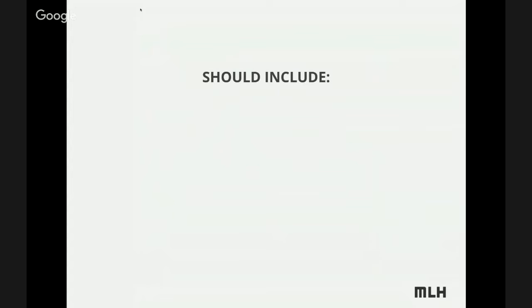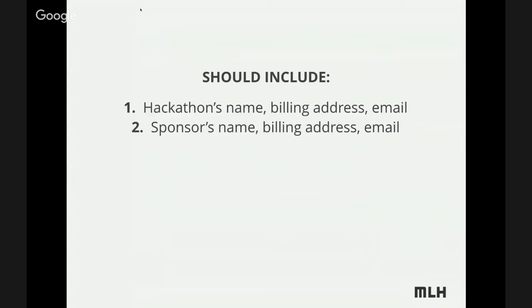So an invoice should include 6 or 7 key things. The first one is just the name, the billing address, and email for your hackathon. That way they have a location that they can ship their check to. Then the sponsor name, billing address, and email address. Then a custom invoice number. This actually bit us a couple of times. You can throw an invoice number like 0001 or something like that. We actually had our invoice rejected from multiple companies because we forgot to include invoice numbers, so throw those in there.